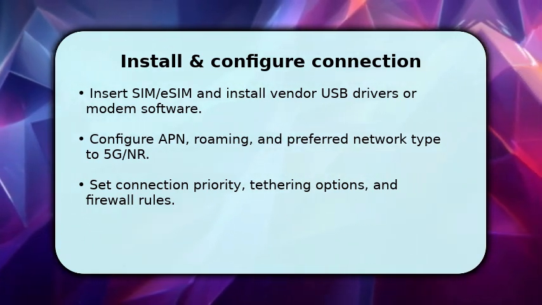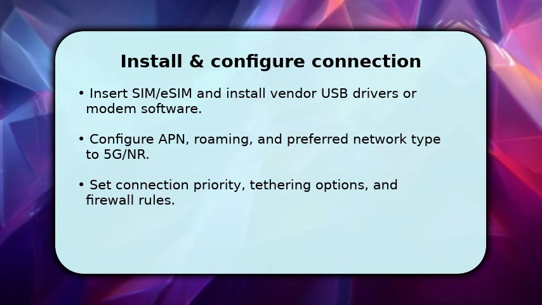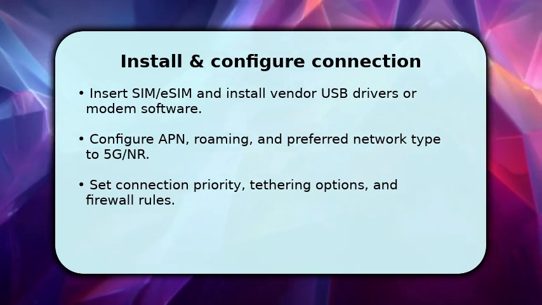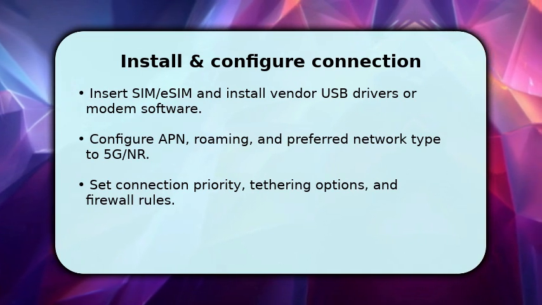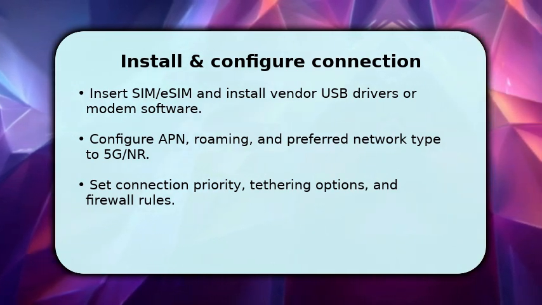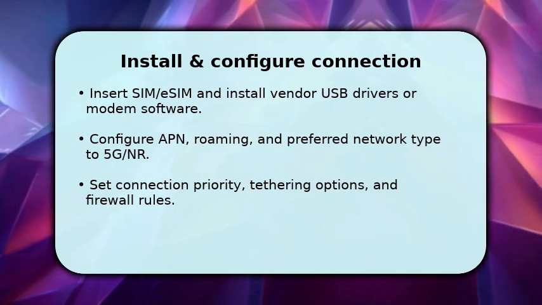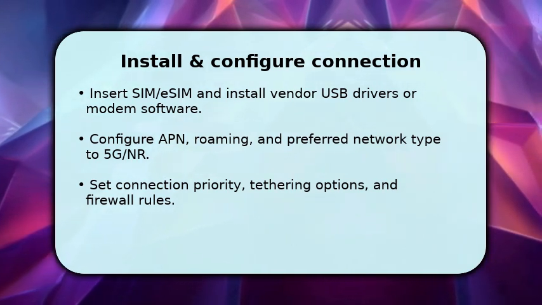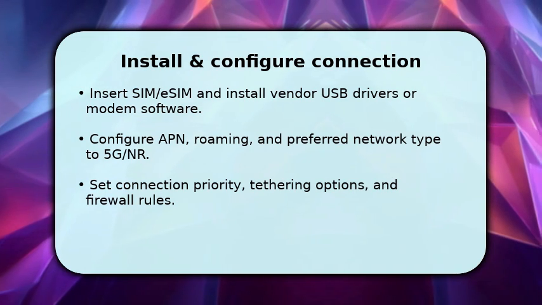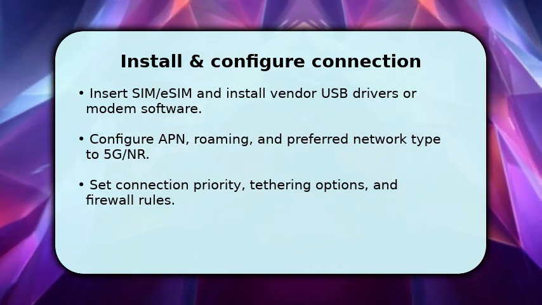Open network settings to input the APN, enable 5G or NR as the preferred band, and toggle data roaming if you plan to move between cells. Once connected, make sure to set connection priority and tethering options. Enable appropriate firewall rules so apps use the 5G link securely.